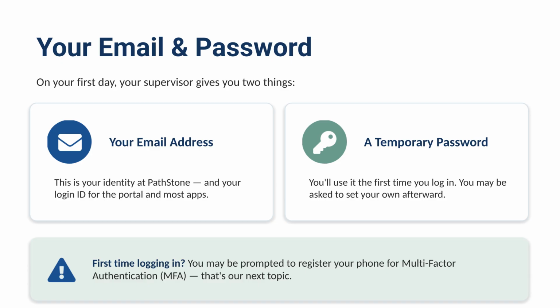Two things arrive on day one: your Pathstone email address and a temporary password, both from your supervisor. Your email address does double duty. It's your professional identity here, and it's also your username for the portal and most systems. The password you're given is temporary, so when you first log in, you may be prompted to create your own. The first time you sign in, the system will also ask you to register your phone for something called multi-factor authentication. It sounds technical, but it's the same kind of extra security step your bank uses, and that's what we'll walk through next.